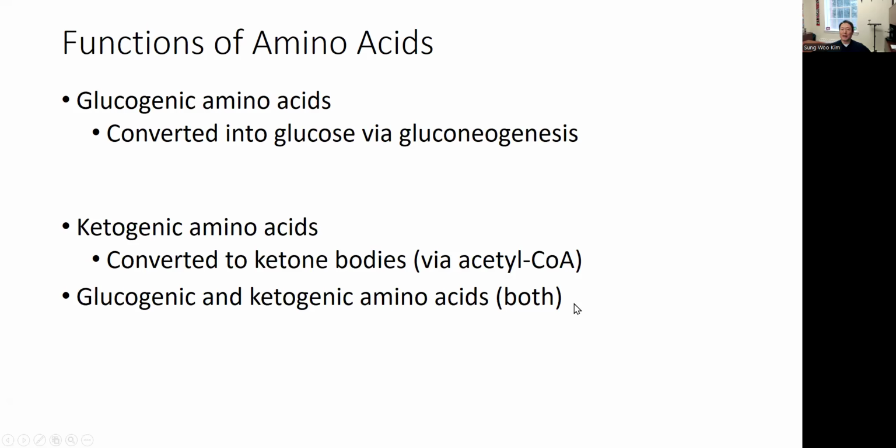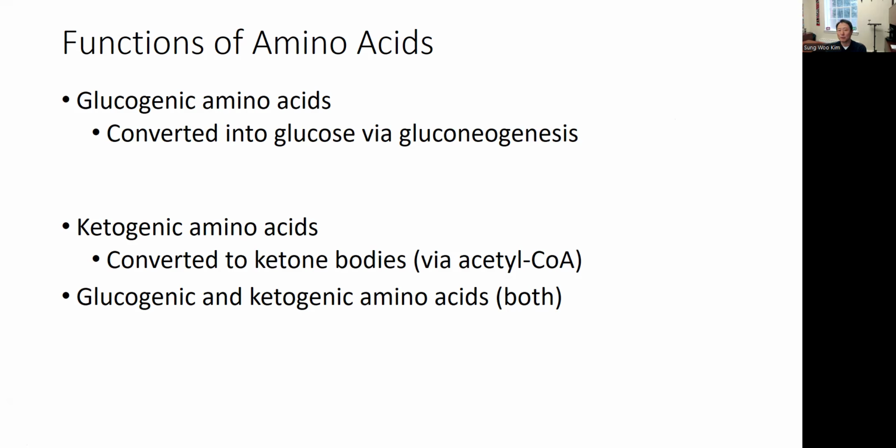Now, let's talk about functions of amino acids. Moving from characteristics to functions, depending on what happens to those amino acids when they are metabolized or catabolized, we can group them into different categories based on their functions.